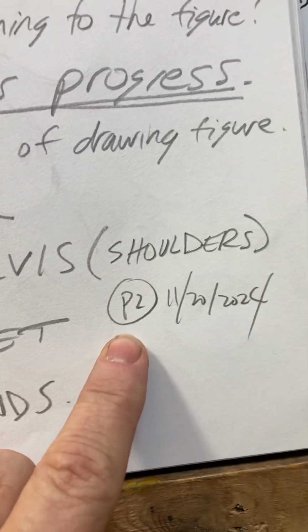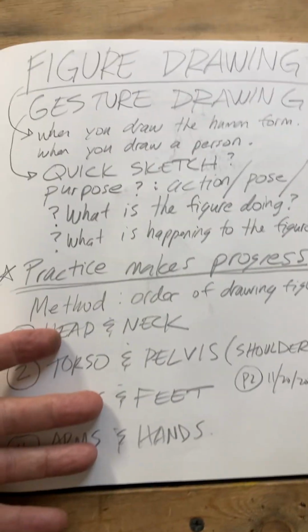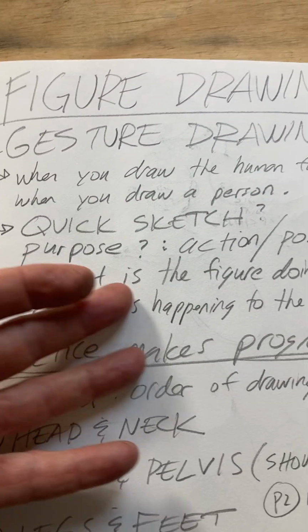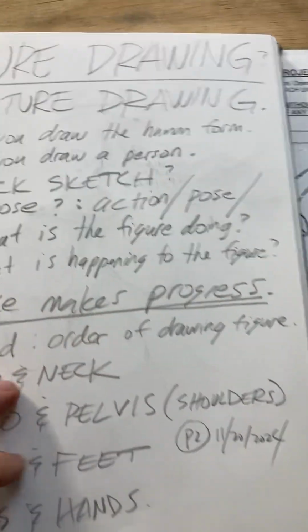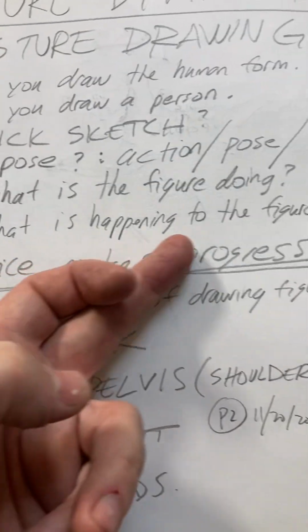Here again, my other class. This is my period 2. I had all my classes do the same thing. I went over it again. You know, what is the purpose? We want to capture the action, the pose. We want to ask ourselves, what is the figure doing? What is happening to the figure?